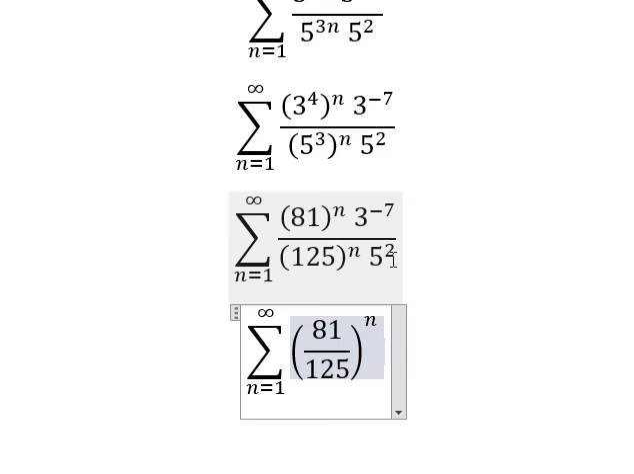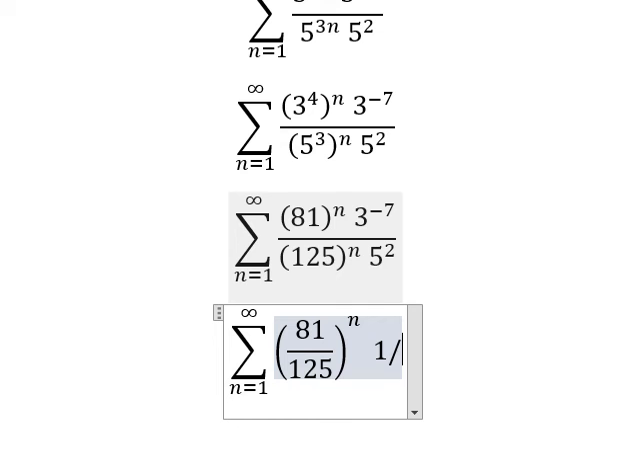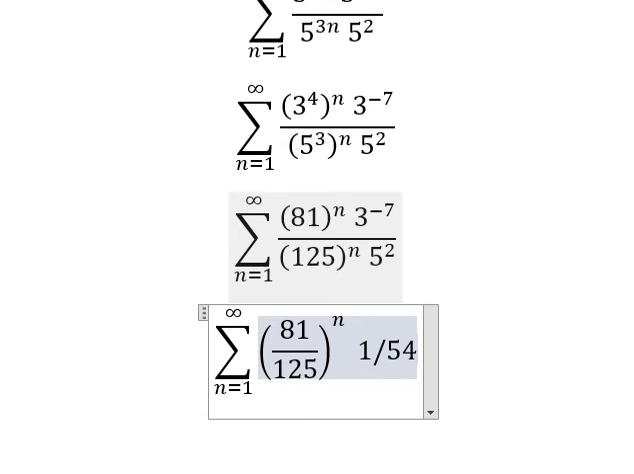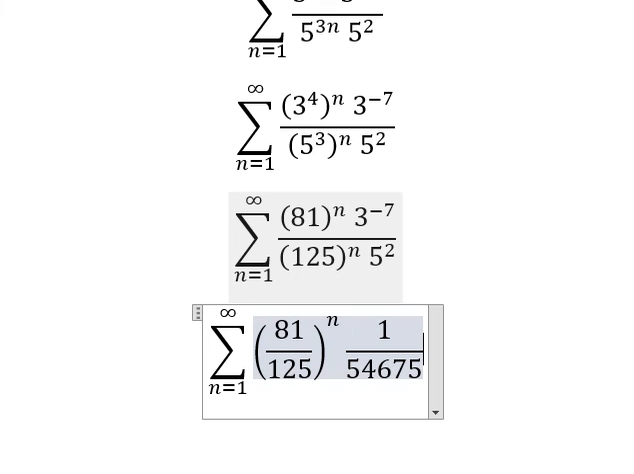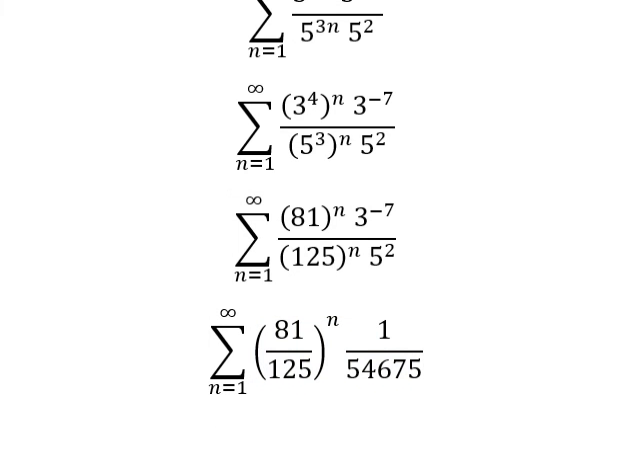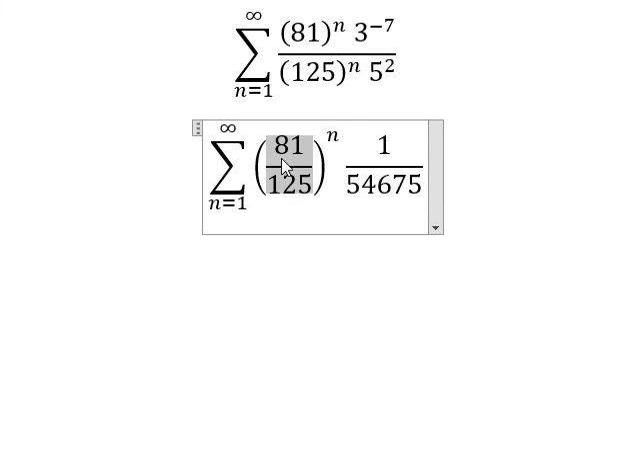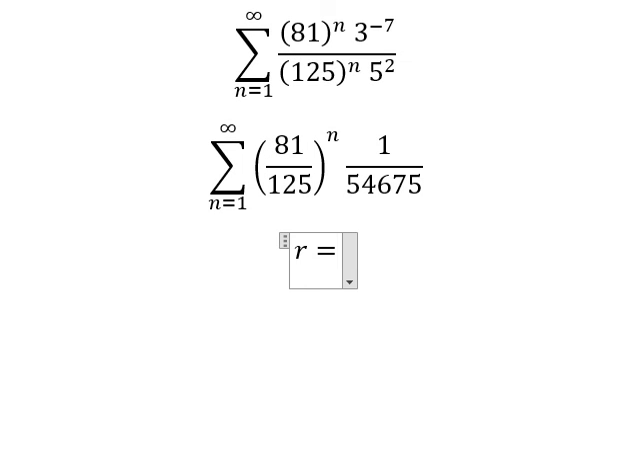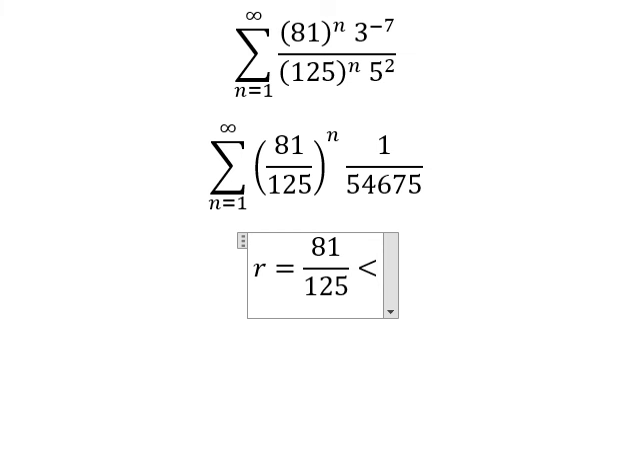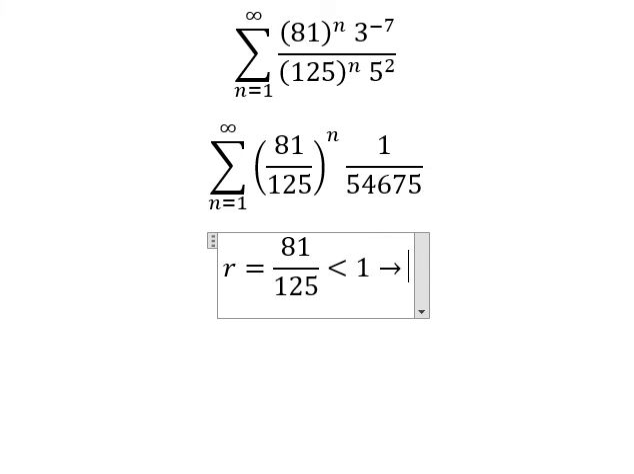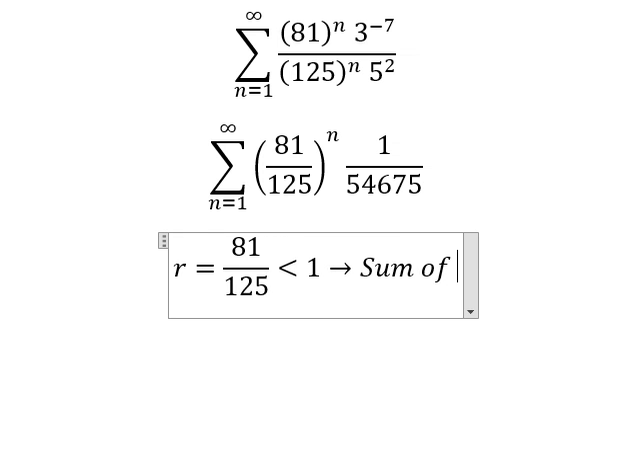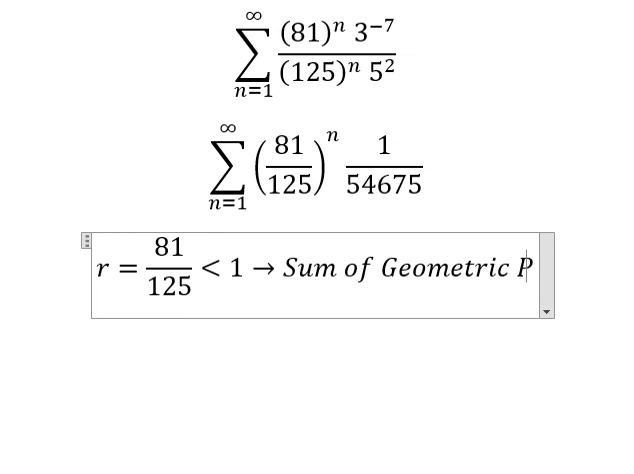We need to calculate, and this one we have 1 over 54,675. And now we can see that all in here is about 81 over 125. This value is smaller than 1. So in this one we can use the sum of a geometric progression.